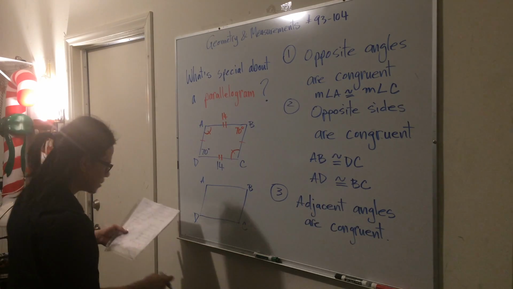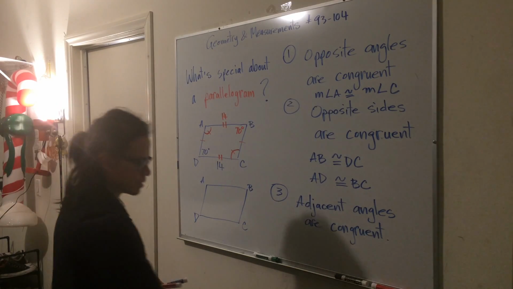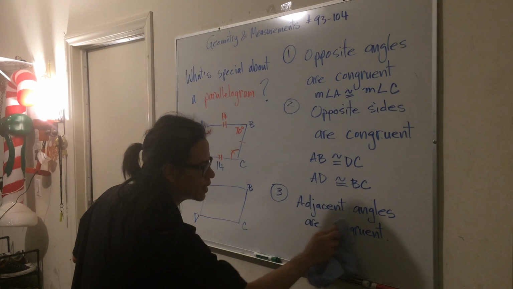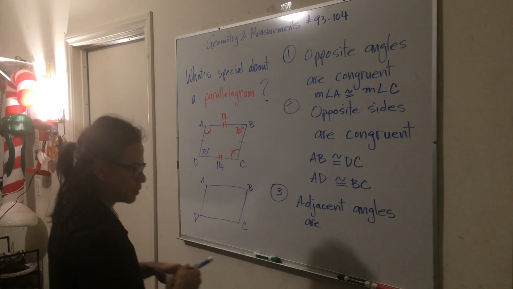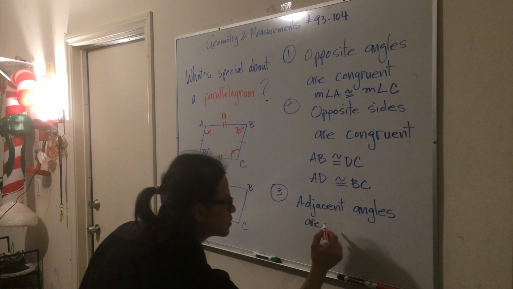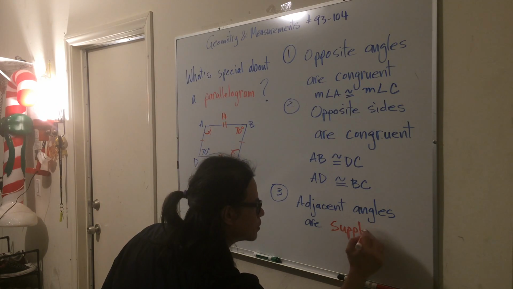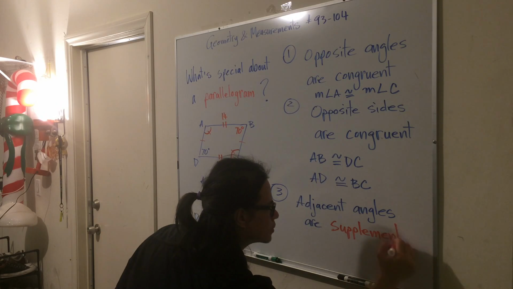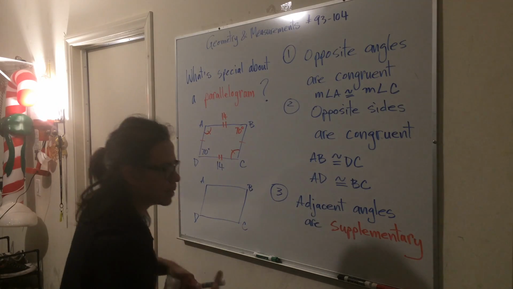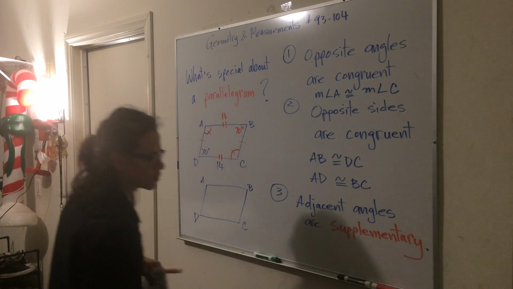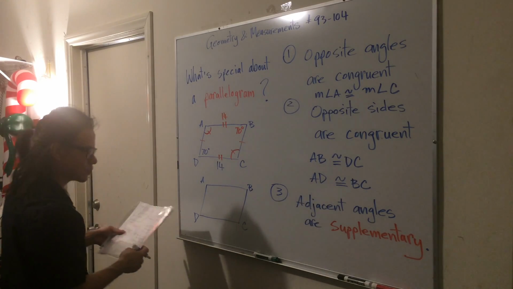It says adjacent angles are, nope, sorry, let's rewrite this. Let's say they are not congruent but supplementary. Sorry about that. Adjacent angles are supplementary. Okay, so this word ought to ring a bell. Supplementary angles make up 180 degrees.